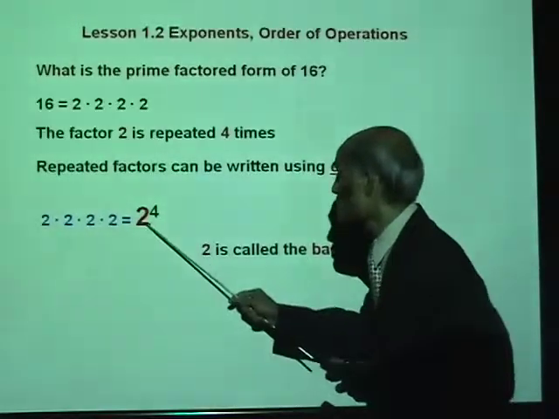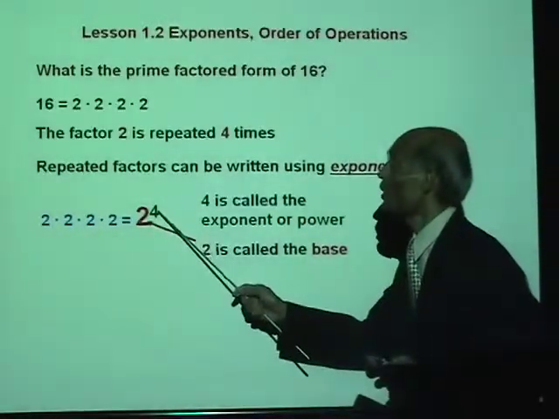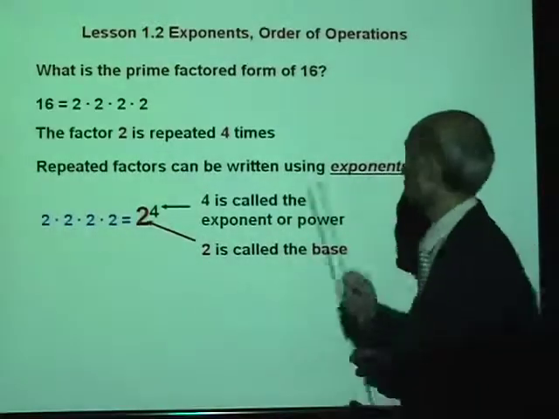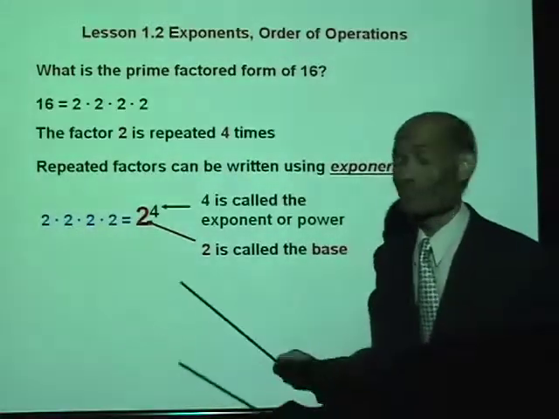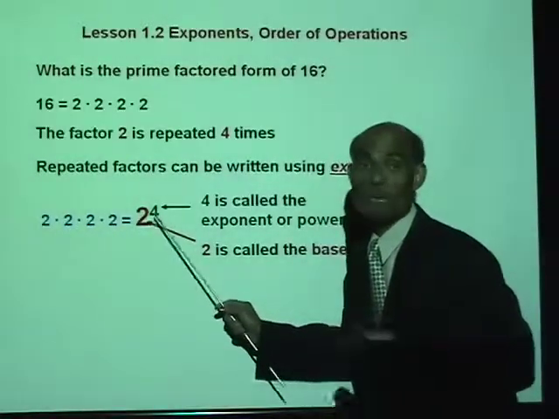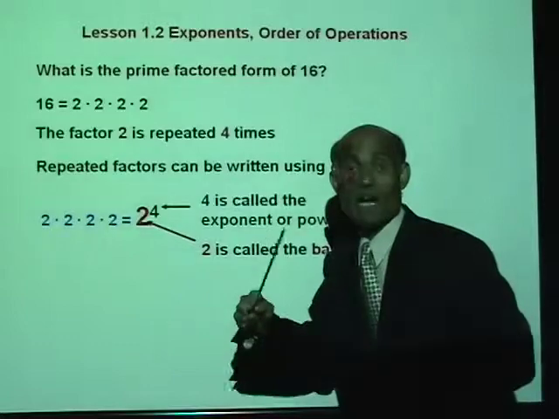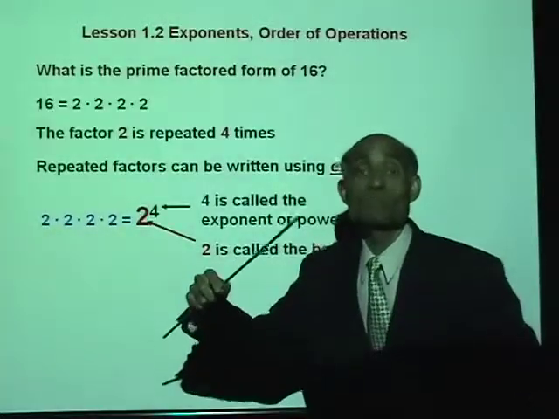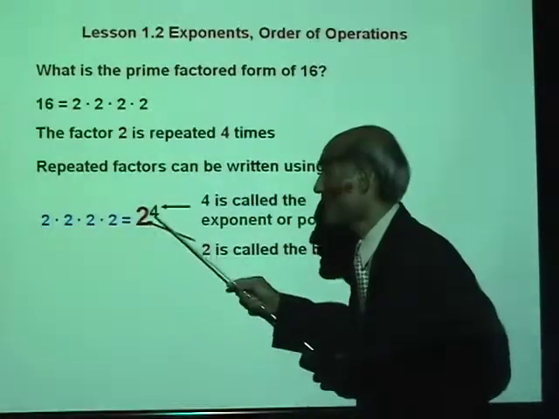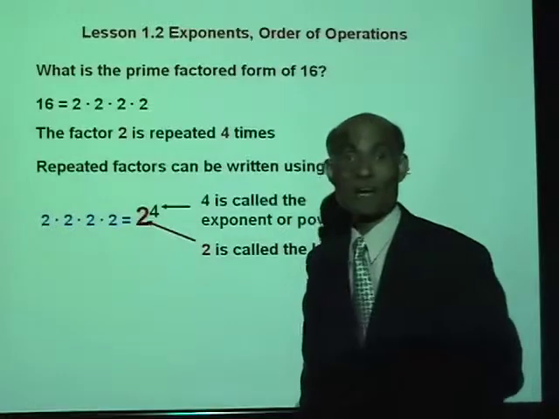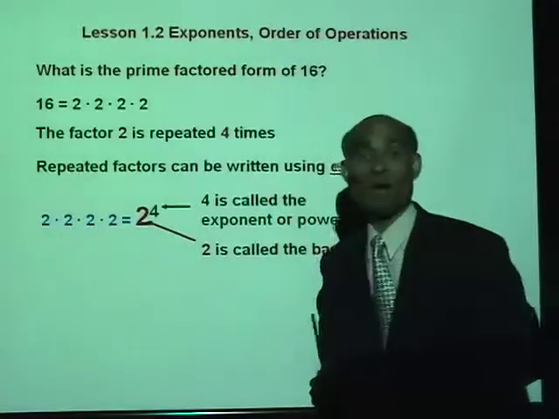Now here, this 2 is called the base and the 4 is called the exponent. So, when you write repeated factors using exponents, you have a base. The base is the number that is repeated. 2 is the base, and how many times is the base repeated? It is repeated 4 times, and that is your exponent. 2 times 2 times 2 times 2 is 2 raised to the power of 4.